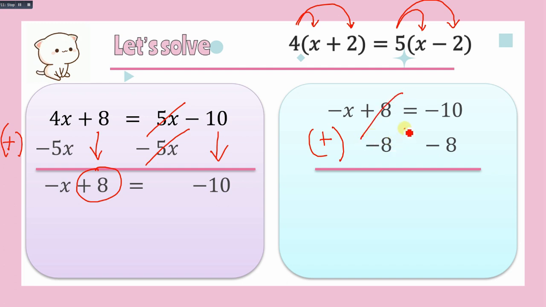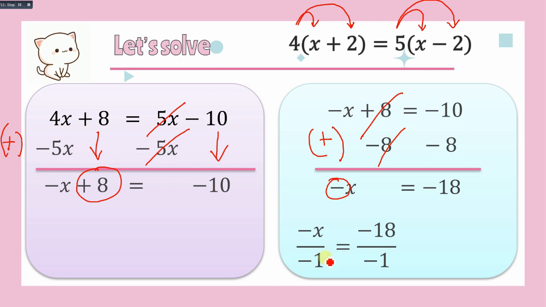The problem is we have a negative in our variable x, so we can cancel this by using the division property of equality, or dividing both sides by negative 1. So negative x divided by negative 1 gives us x, and negative 18 divided by negative 1 gives us 18 as our final value for x.